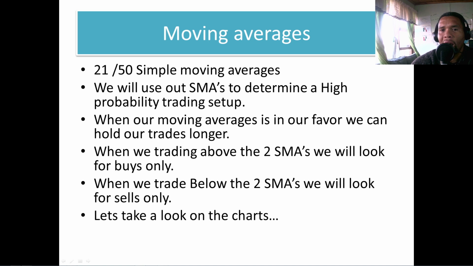We will use our SMAs to determine a high probability trading setup. When our moving averages are in our favor, we can hold our trades longer. When we're trading above the two SMAs, we will look for buys only. Once we're trading above our two moving averages, we will most likely only look for buys.